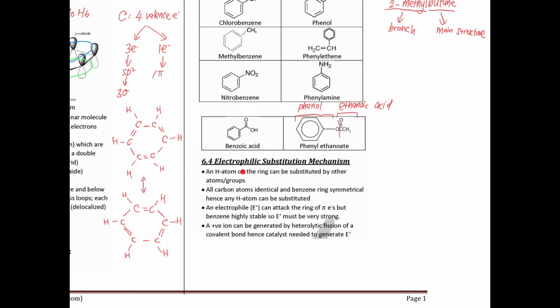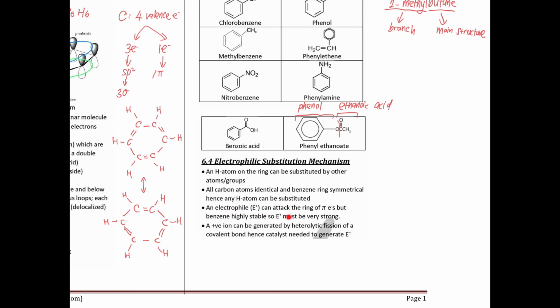So a hydrogen atom on the ring can be substituted by other atoms or groups, called electrophiles. The hydrogen is removed and the electrophile comes to replace it. That is substitution. All carbon atoms are identical, the same one, same one, so this is a symmetrical structure. Hence any hydrogen atom can be substituted, so you just pick any hydrogen and substitute it with the electrophile. An electrophile, symbol E+, can attack the ring of pi electrons. Pi electrons are the extra electrons, not from the sigma bonds.